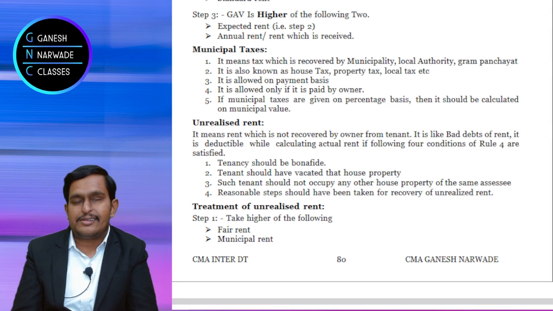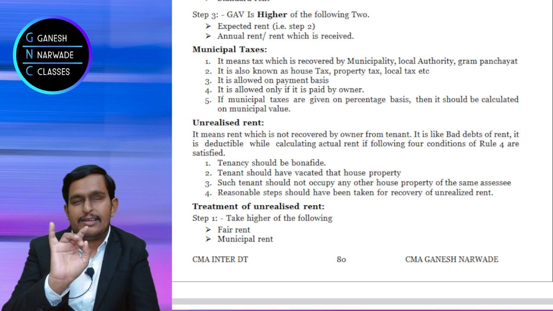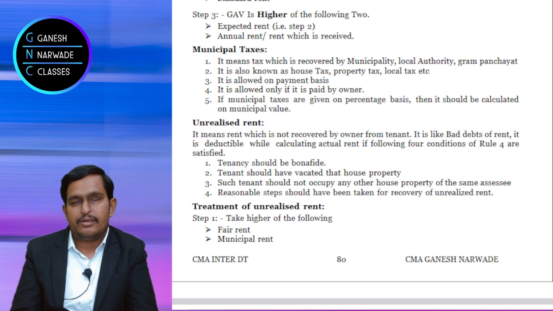Right? If these conditions are satisfied, what are they? Tenancy was bona fide. Tenant did not pay the rent. Owner vacated him from the property and the tenant is not in occupation of any other property of the owner. Not only that, but the owner tried to recover the rent and failed to recover.